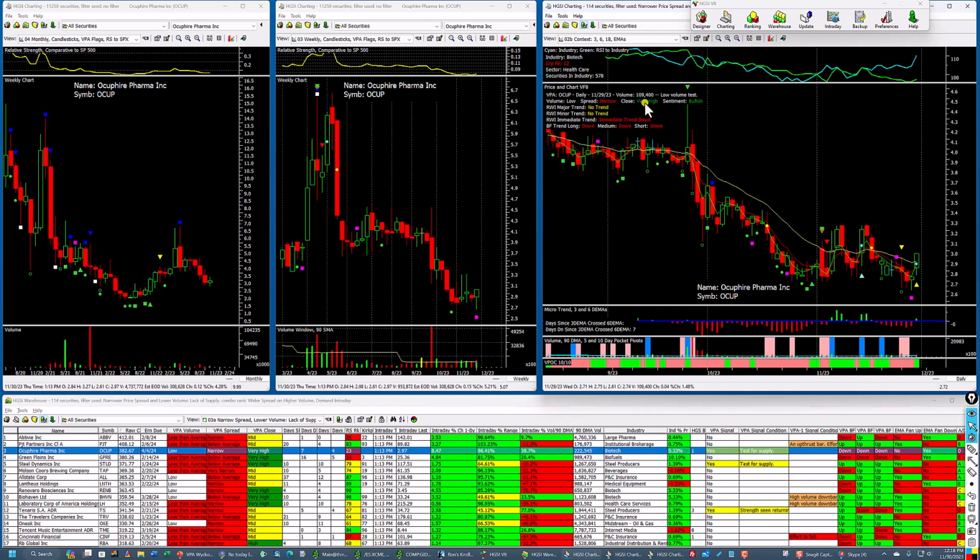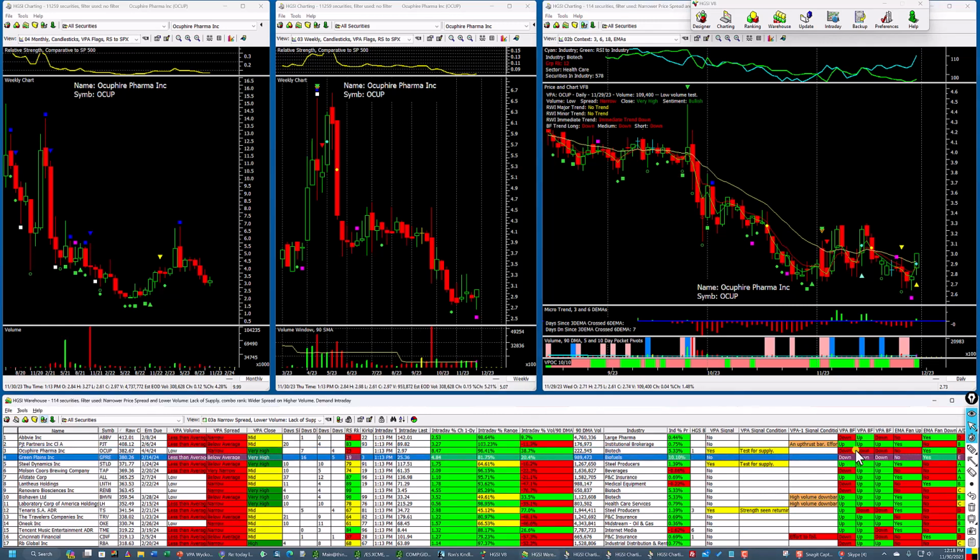Spread's narrow, close is very high, but the sentiment is bullish at this point. Now, if you don't want to waste your time looking at stocks that are in a downtrend, you come over to this side of the warehouse. You can see the down, down, down here. Let's do this one right here.